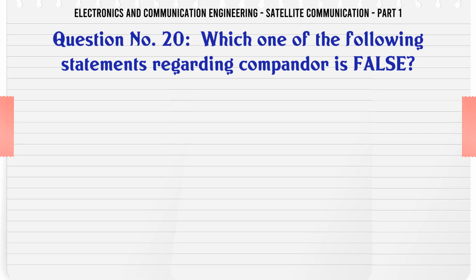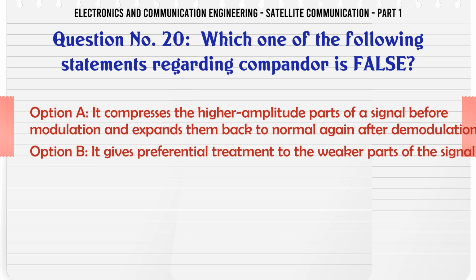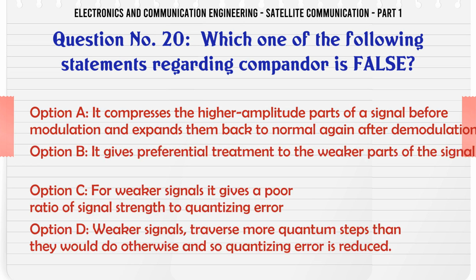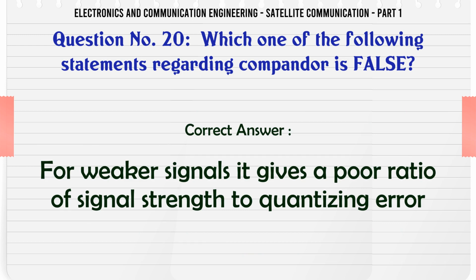Which one of the following statements regarding compandor is false? A. It compresses the higher amplitude parts of a signal before modulation and expands them back to normal again after demodulation. B. It gives preferential treatment to the weaker parts of the signal. C. For weaker signals it gives a poor ratio of signal strength to quantizing error. D. Weaker signals traverse more quantum steps than they would do otherwise, and so quantizing error is reduced. The correct answer is, for weaker signals it gives a poor ratio of signal strength to quantizing error.